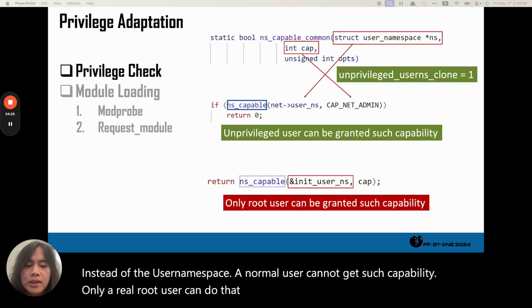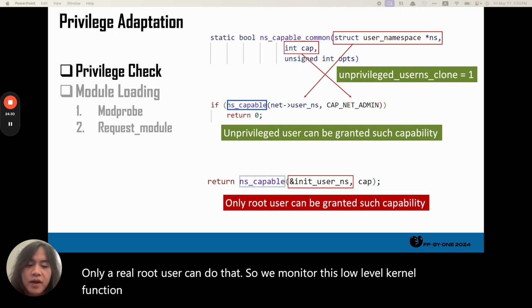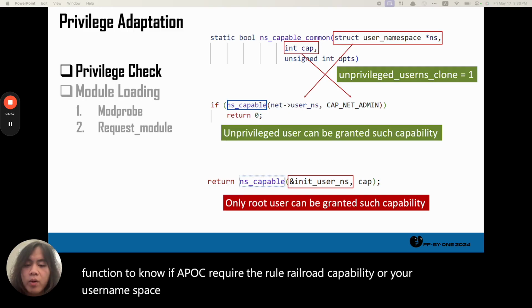So we monitor this low-level kernel function to know if the POC requires the real root capability or the user namespace capability. If it only requires a user namespace capability, we will grant it to the POC.